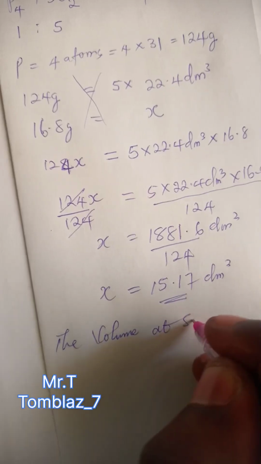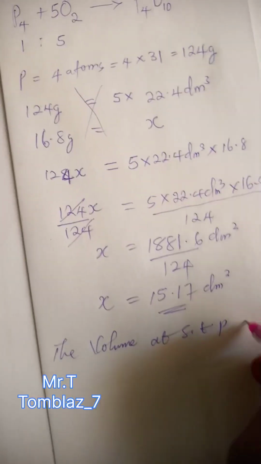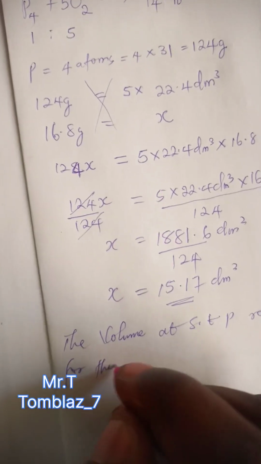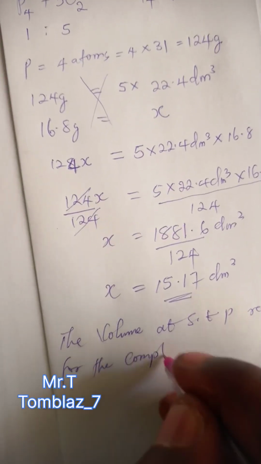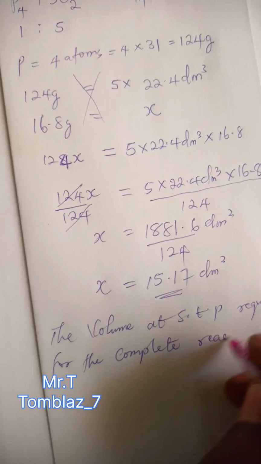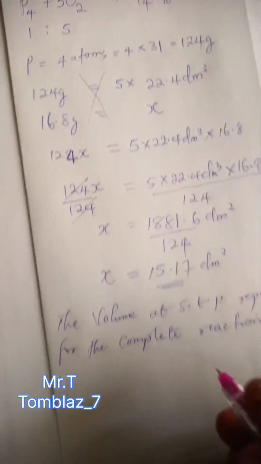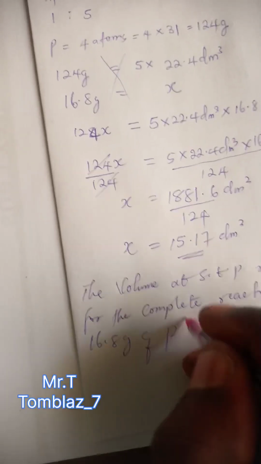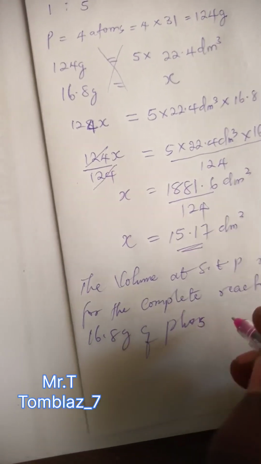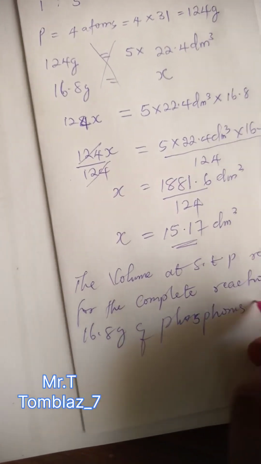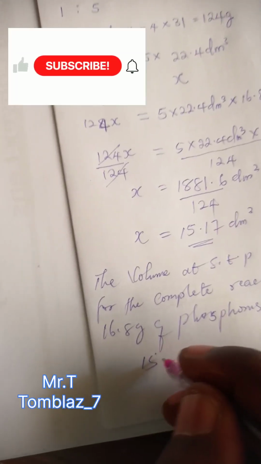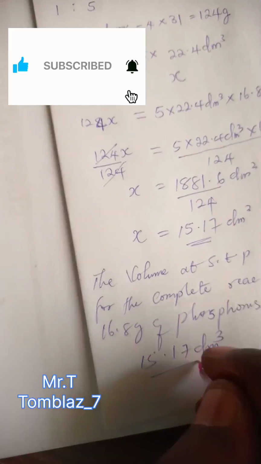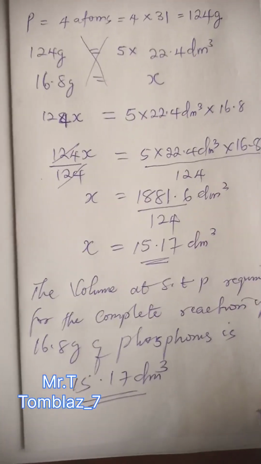So to conclude, the volume at STP required for the complete reaction of 16.8 grams of phosphorus is 15.17 dm cube. That's our final answer.